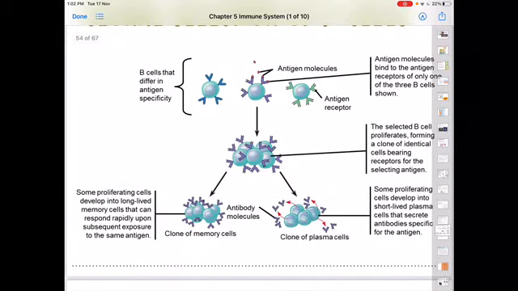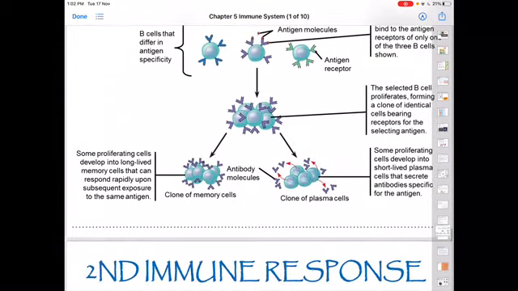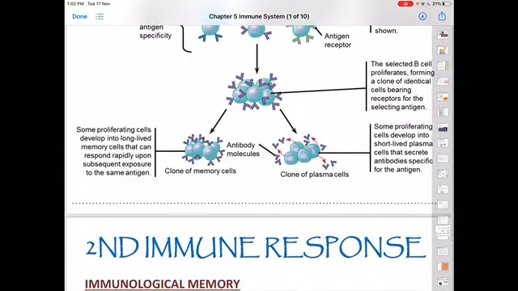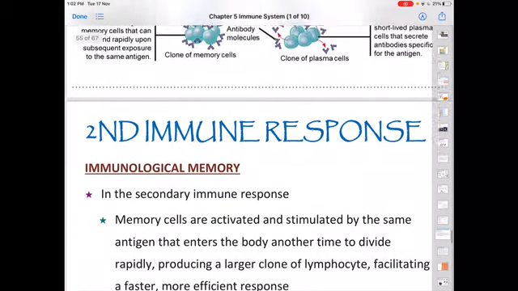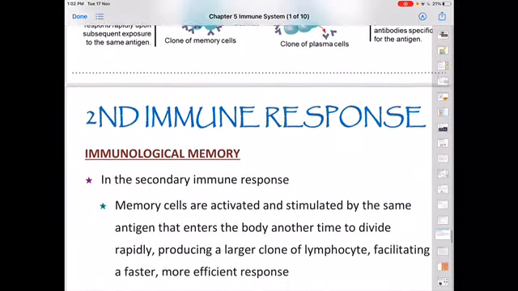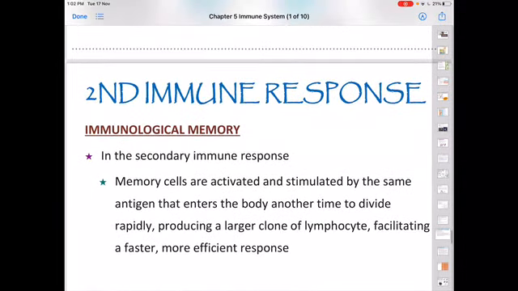The selected B cell proliferates, which means they multiply, forming a clone of identical cells bearing receptors for the selecting antigen. Some proliferating cells develop into long-lived memory cells that can respond rapidly upon subsequent exposure to the same antigen. Meanwhile, some proliferating cells develop into short-lived plasma cells that secrete antibodies specific for the antigen. So that is the action of B cell.